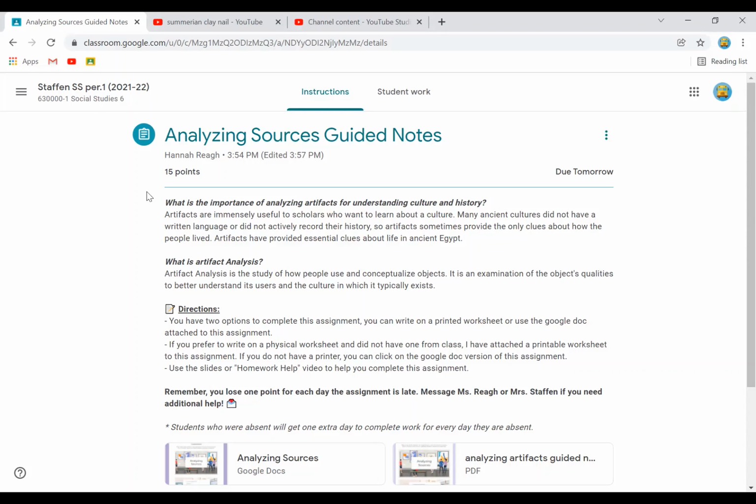What is artifact analysis? That's what we're going to be doing. Artifact analysis is the study of how people use and conceptualize objects. It is an examination of the object's qualities to better understand its users and the culture in which it typically exists. Directions: you have two options to complete this assignment.